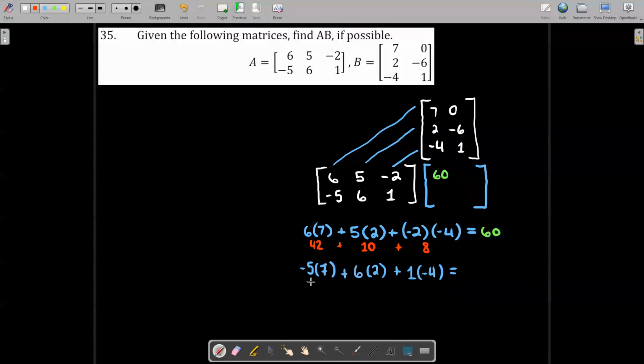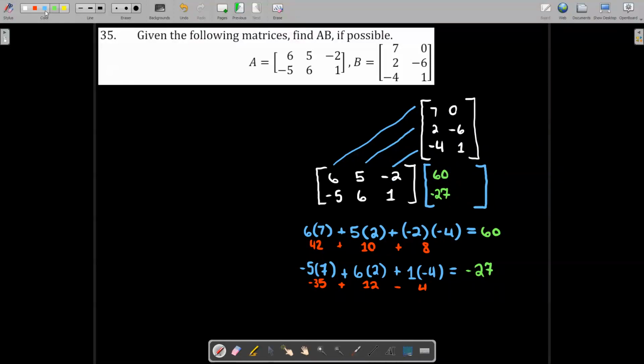-5 times 7 is -35. 6 times 2 is +12. And 1 times -4 is -4. Okay, so -35 plus 12 is -23. -23 minus 4 is -27. Put -27 here.